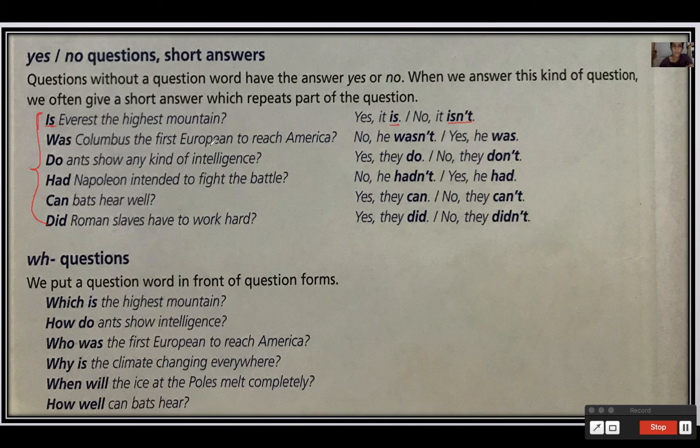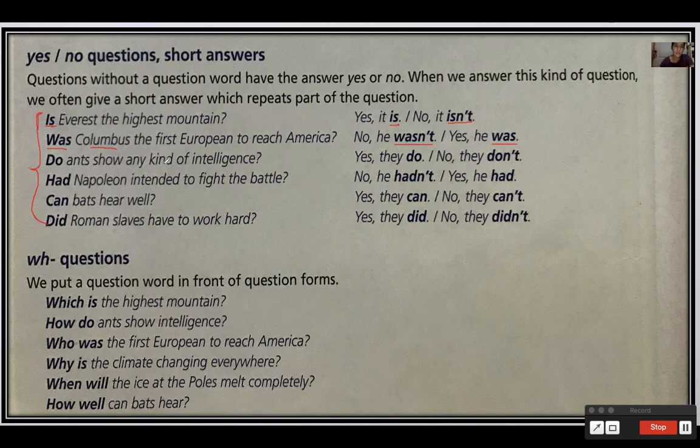Was Columbus the first European to reach America? We are talking about Columbus. Columbus is a man, okay? So that's why we have to use he. If you see over here, we are using was, so we have to use wasn't or was. No, he wasn't. Yes, he was for the positive.